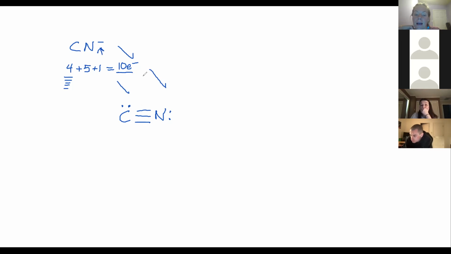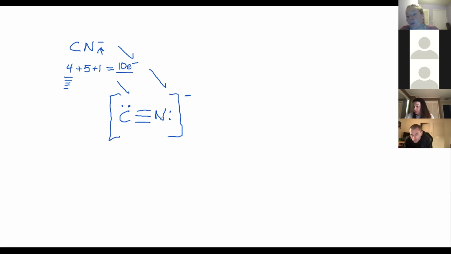Because it's a polyatomic ion, the last little detail is to put the whole thing in brackets and then put the charge around the outside of it. So put the -1. Because if you don't do that, technically the reader is going to look at it and say, hey, this is carbon and nitrogen. Why do you have 10 electrons? You should only have 9 electrons. When you put it in the brackets with the charge around it, you're letting the reader know, oh, no, it's not just carbon and nitrogen. It's actually cyanide, the polyatomic ion.